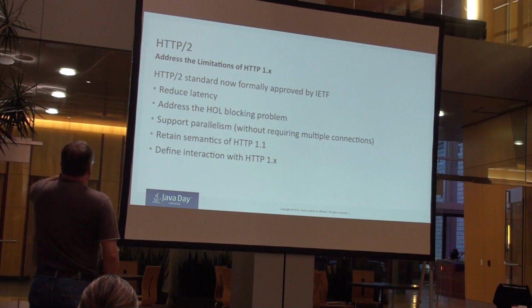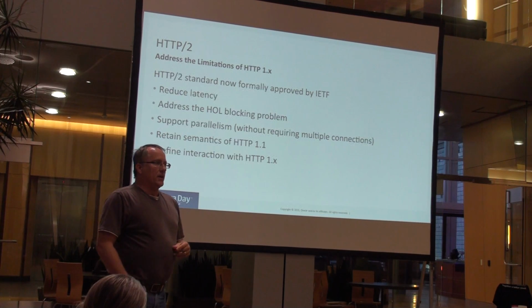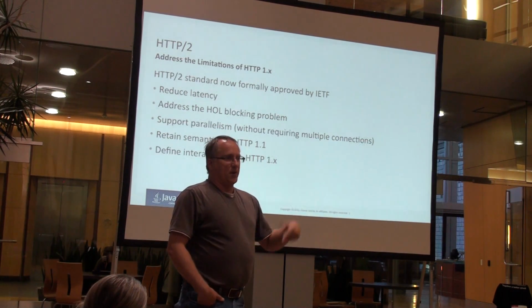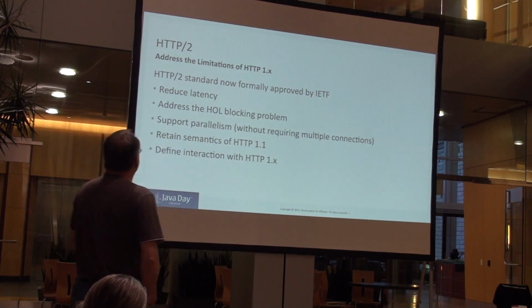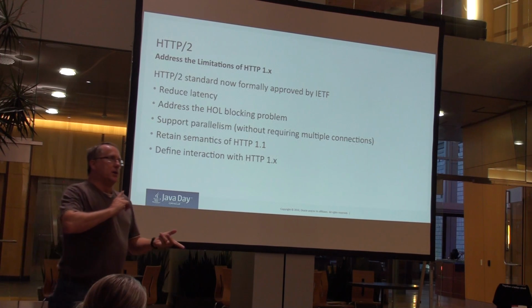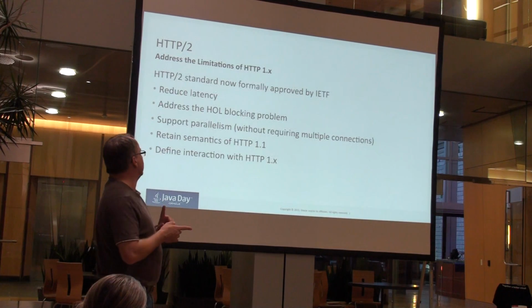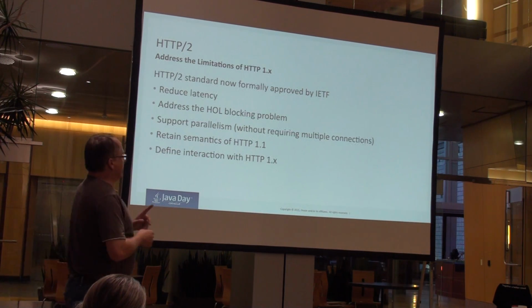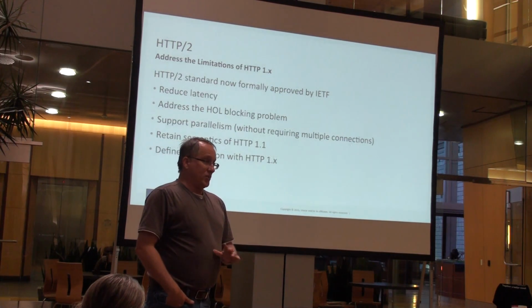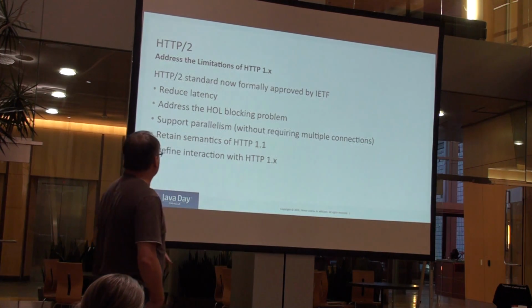So that's one goal. The other is to address the head-of-line blocking problem, right? You can already multiplex over a connection, but once you have a request out, you still have to wait for it to come back before the next request can go. Support parallelism, basically have multiple requests going simultaneously over one HTTP connection. And we want to retain the semantics of 1.1. So basically, what you do as developers doesn't have to change at all, and it's just going to work, even in HTTP 2 mode.